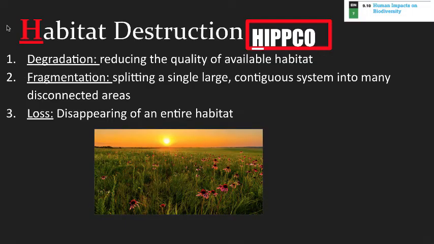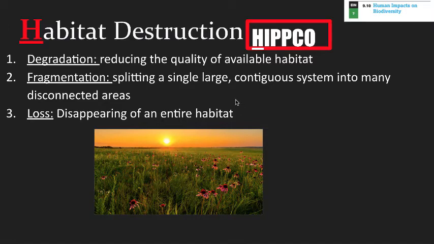So we have this awesome acronym here to help you remember what are the causes of loss of biodiversity. What are the things that are going on to cause loss of biodiversity? Habitat destruction is the first one in our acronym of HIPPCO. You will see that on the top right here, and we'll kind of bounce through all the factors. So what can this look like? It can look like habitat degradation, fragmentation, or loss. These are all slightly different terms to describe how we destroy habitats.